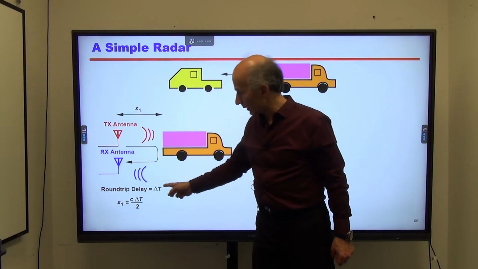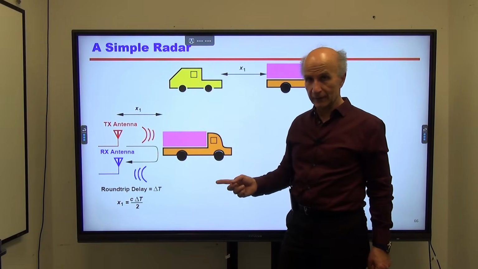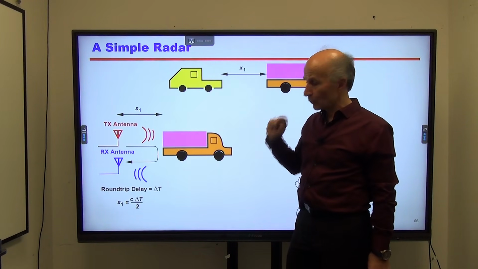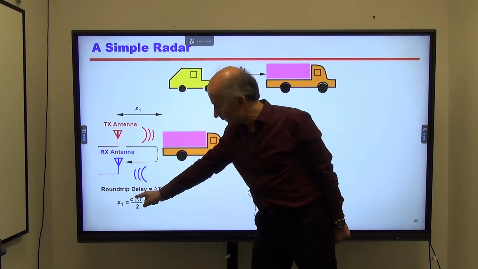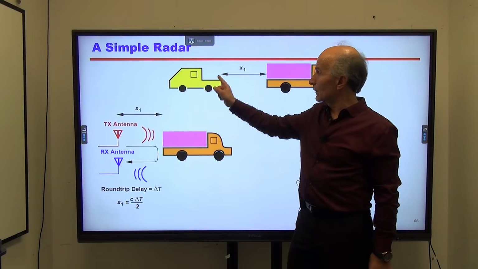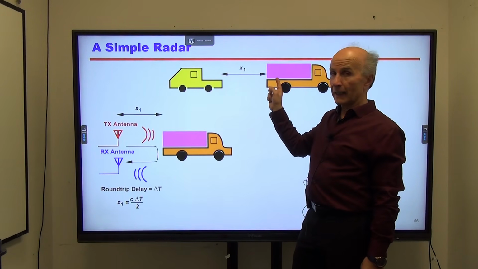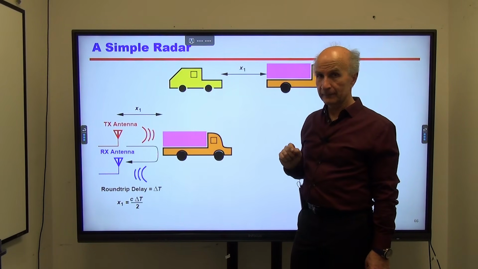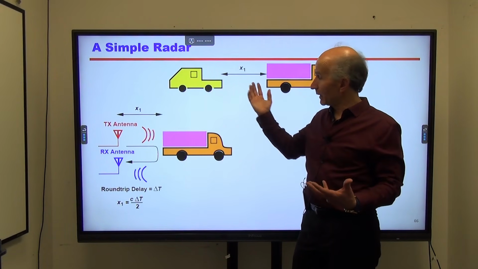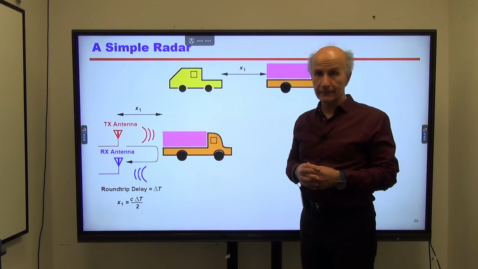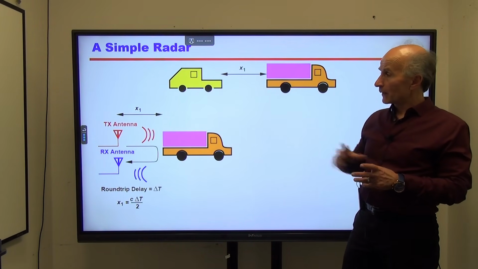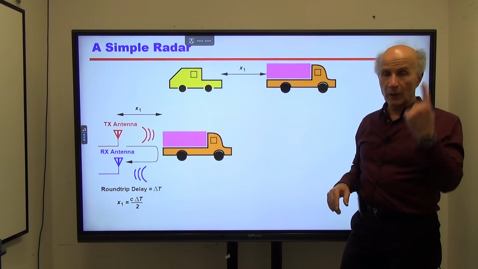The round trip delay, if you call it delta t, I just need to measure delta t. If I have delta t, I can say that the distance is equal to the speed of light times this delta t divided by 2, because delta t includes going to the truck and coming back from the truck. So that seems like a pretty simple system. It allows us to measure x1 pretty accurately.